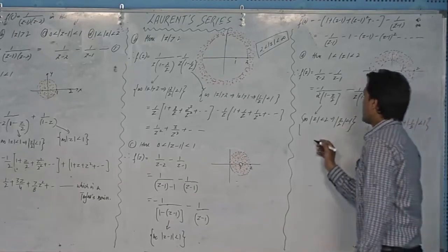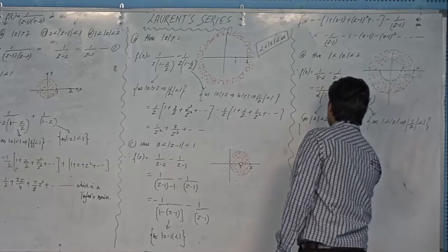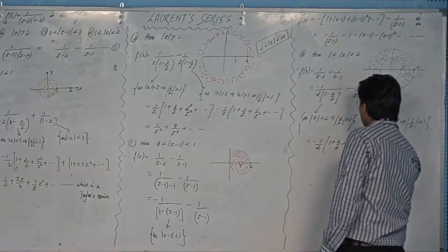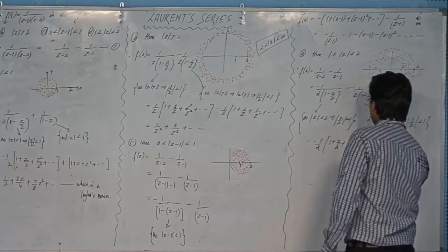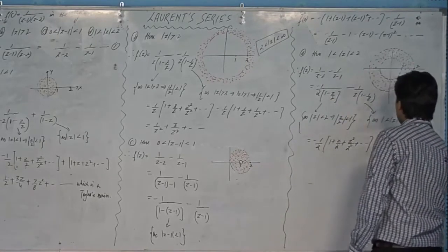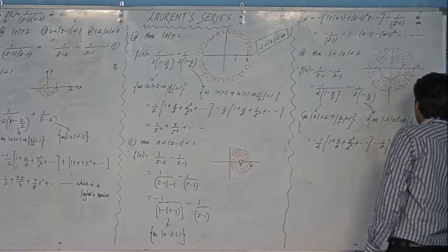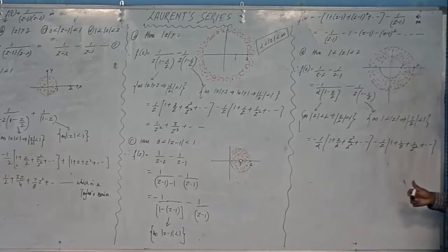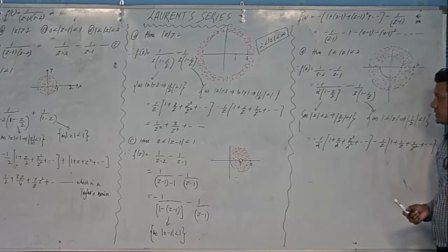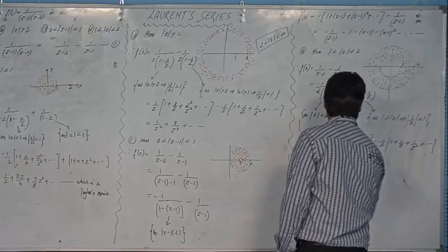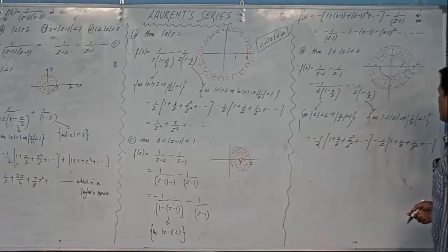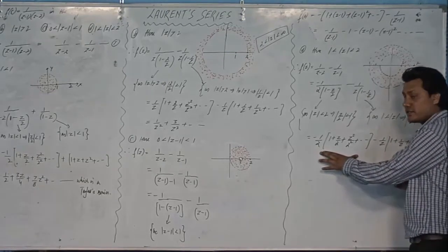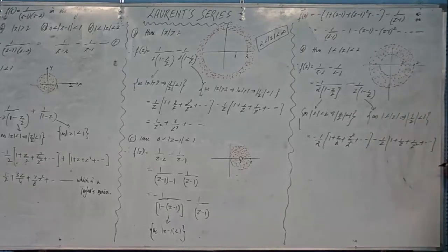Okay, and after this step you should expand it. That will be 1 plus z by 2 plus z square by 2 square and so on, and minus 1 by z, 1 plus 1 by z plus 1 over z square and so on, right? And you can see that there are negative powers of z also and non-negative powers of z, right? They cannot be added. This is a constant term, and this is your non-negative part, the analytic part. And this is your principal part, right?